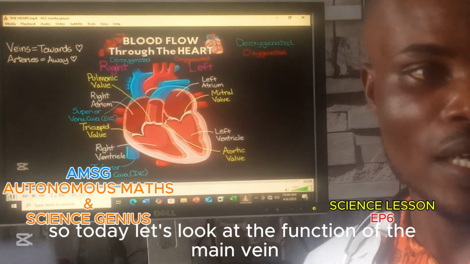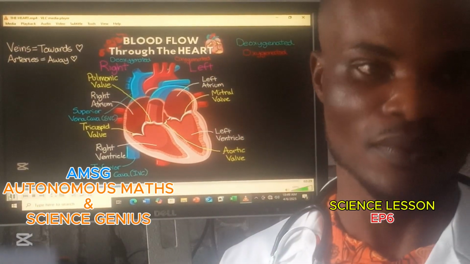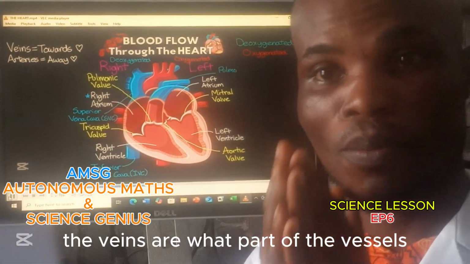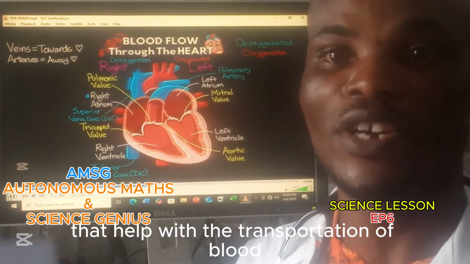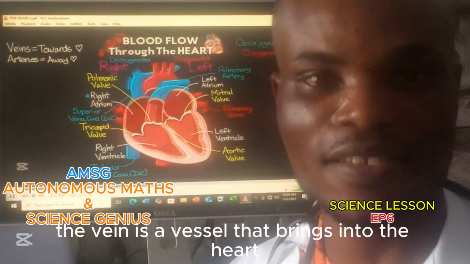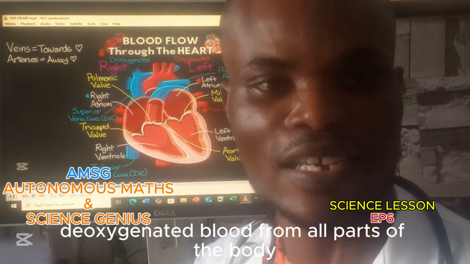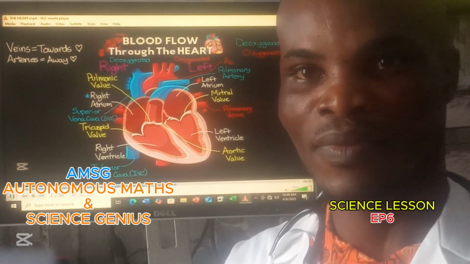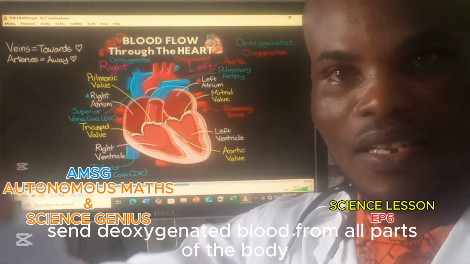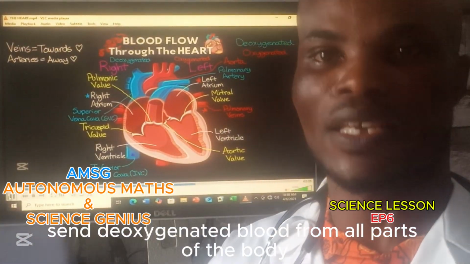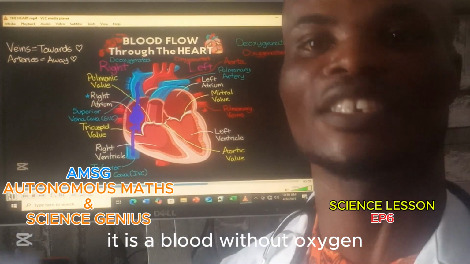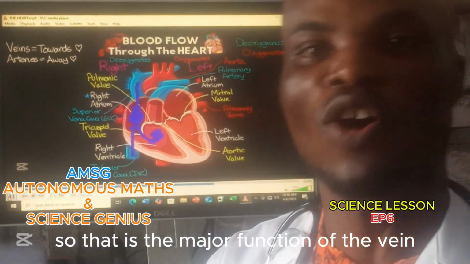So today, let's look at the function of the main vein. Before we come to the chambers, the veins are what? Part of the vessels that help with the transportation of blood throughout the body. So the vein is a vessel that brings into the heart deoxygenated blood from all parts of the body. The vein is a blood vessel that sends deoxygenated blood from all parts of the body back to the heart. When we say deoxygenated blood, it is blood without oxygen. So that is the major function of the vein.